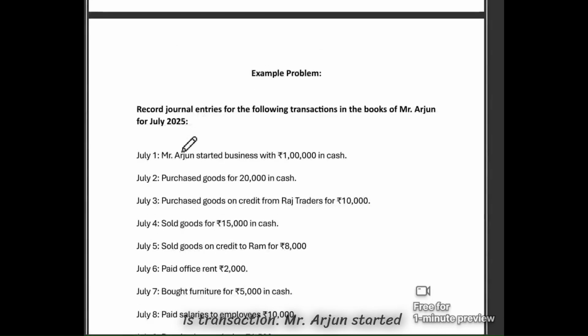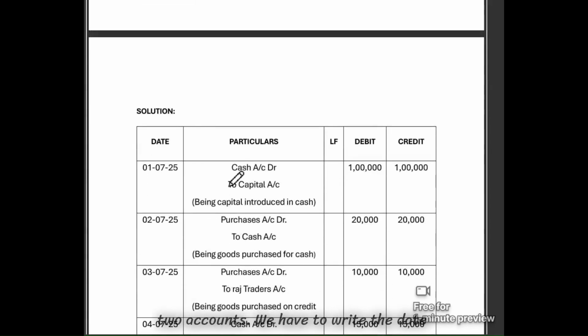The first transaction, Mr. Arjun started a business with 1 lakh cash. Here there are two accounts. One is a cash account, another one is an Arjun account. Here we started a business with 1 lakh. This becomes a capital for the business. So we have two accounts.